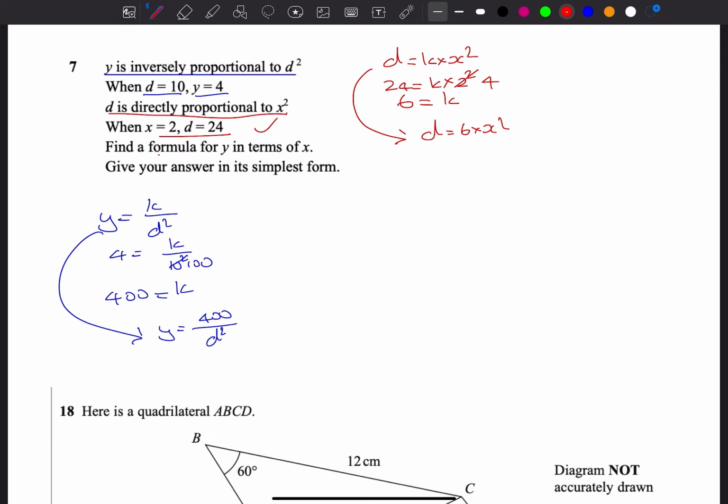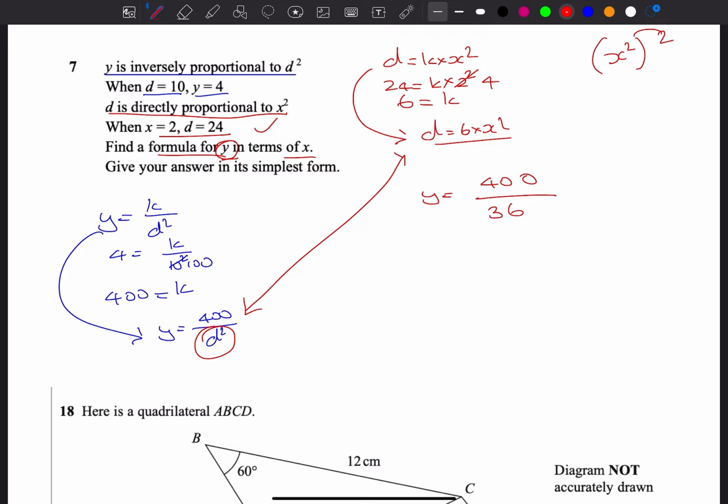Very good. Formula for y in terms of x, that means make y the subject. These two equations, what's the common letter? Remember, d. So y equals 400 over d squared, so d is this one. Square this: 6 squared is 36, and x squared squared, you multiply the powers, which gives x to the power 4. But you can simplify this because it's not in the simplest form. 400 over 36 you can divide by 4, so 100 over 9 x to the power 4.